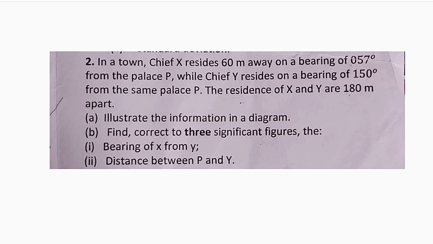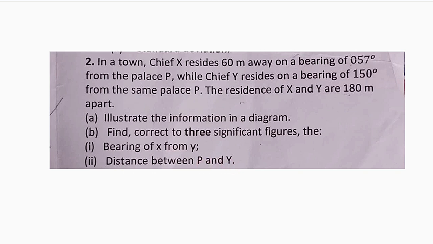Let's get started. The question reads: in a town, Chief X resides 60 meters away on a bearing of 57 degrees from the palace P, while Chief Y resides on a bearing of 150 degrees from the same palace. The residents of X and Y are 180 meters apart. We're asked to illustrate the information in a diagram. Find, correct to three significant figures, the bearing of X from Y, and lastly, the distance between P and Y.